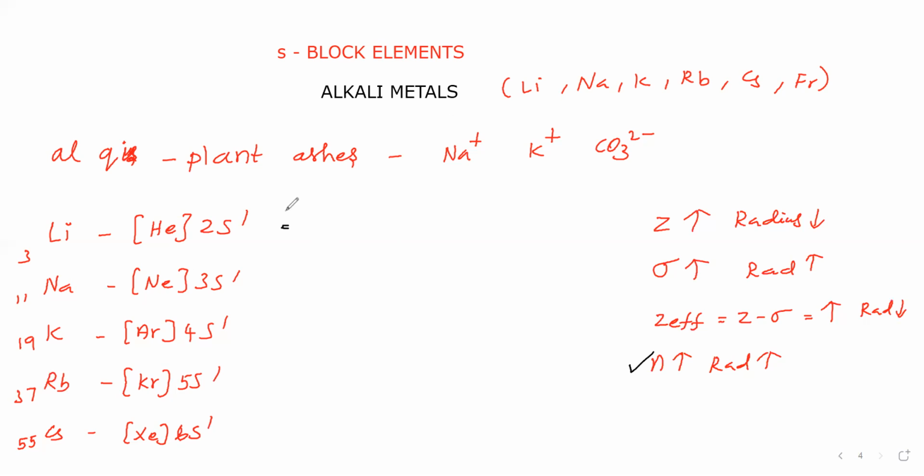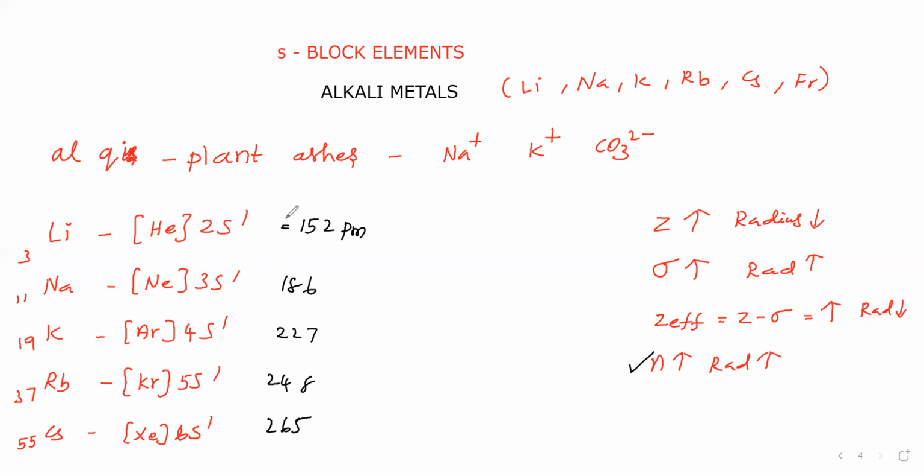What does the experiment say? Experimental analysis says that the atomic radius of lithium is 152 picometer, sodium 186 picometer, potassium 227, rubidium 248, cesium 265. So, down the group, atomic radius increases. We said number of shells increases, therefore atomic radius increases, and the experimental fact is also the same.